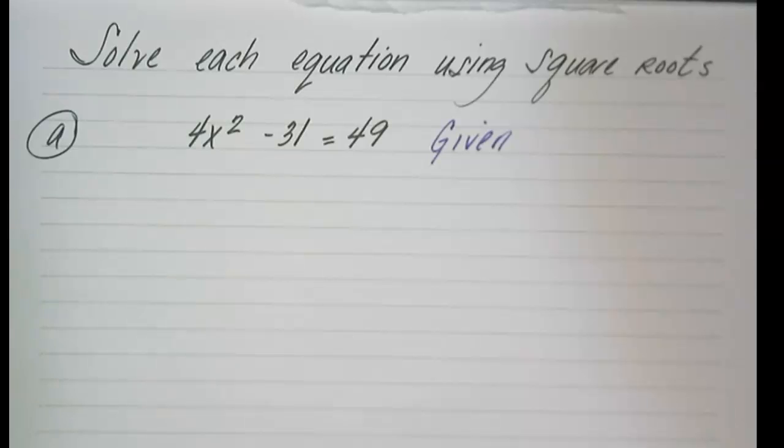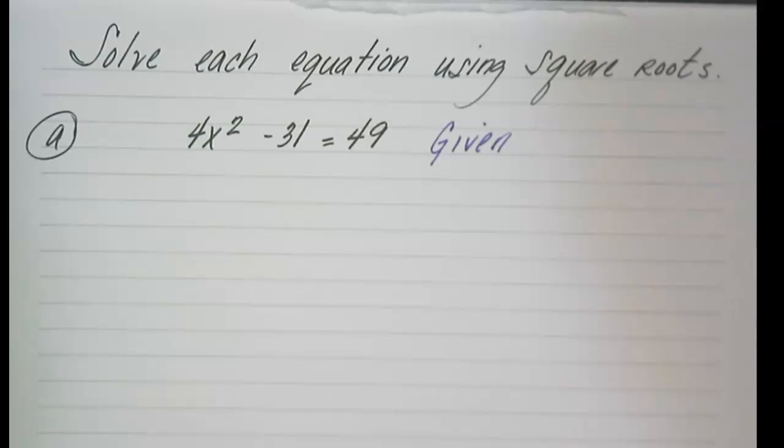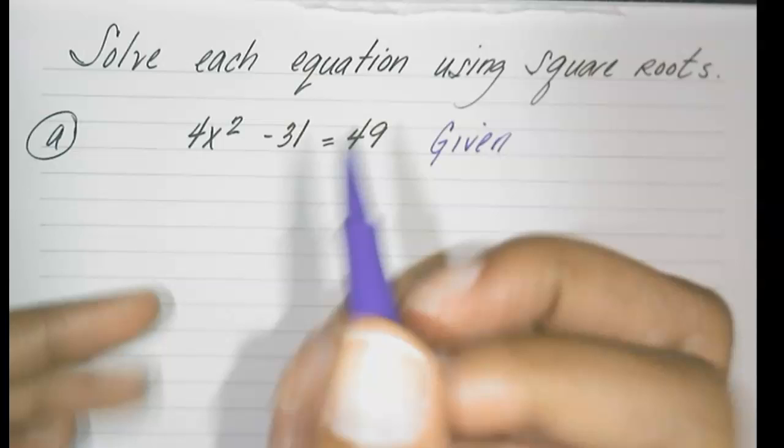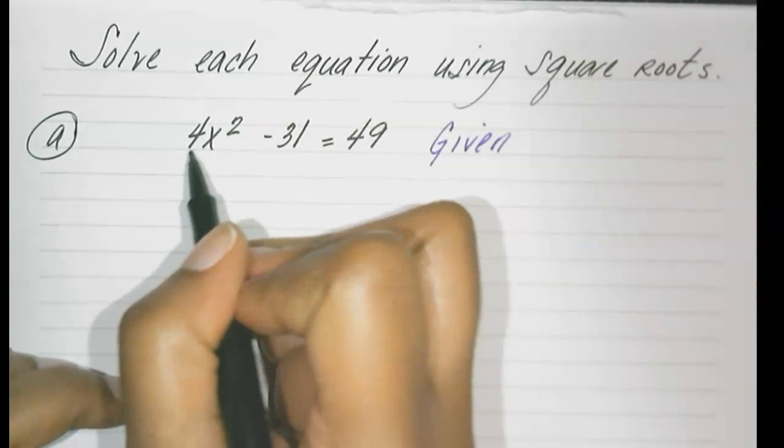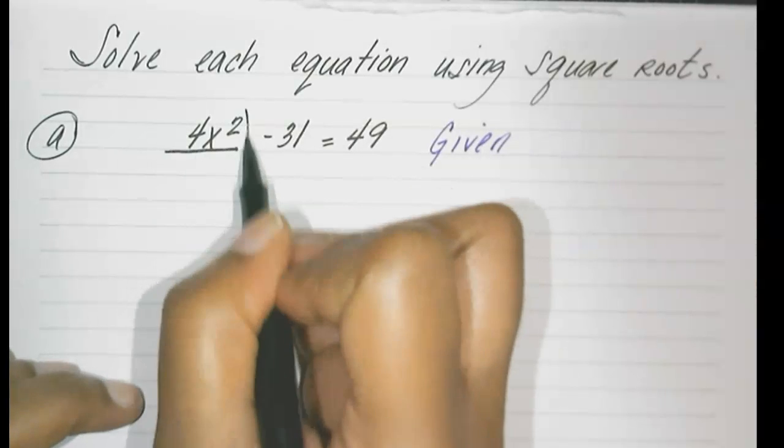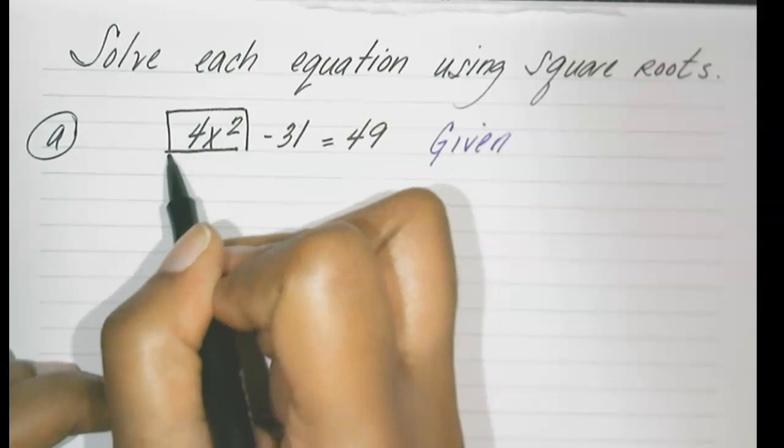Solve each equation using square roots. So we were given 4x squared minus 31 equals 49. That's what we were given. That's where we're going to start. Okay, so what we're trying to do is solve this for x. Now, 4x squared is just perfectly fine where it is. It's positive. Leave it alone.